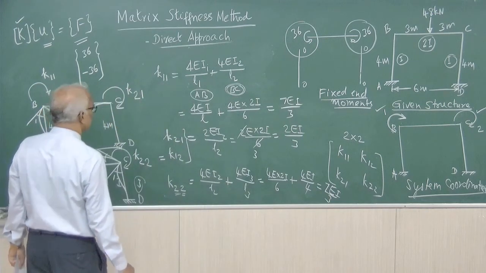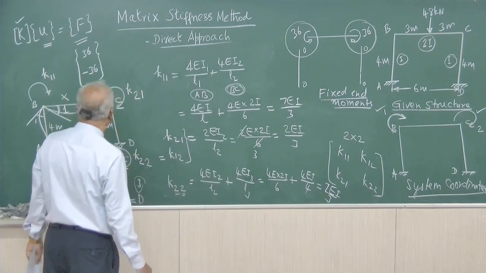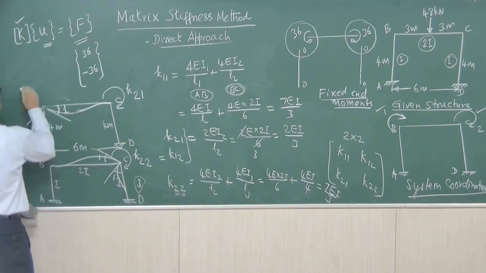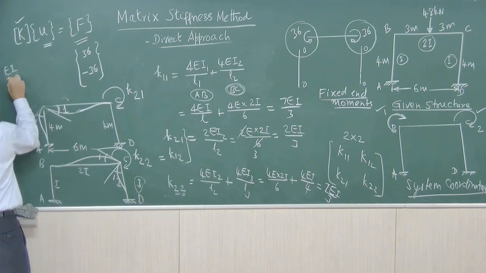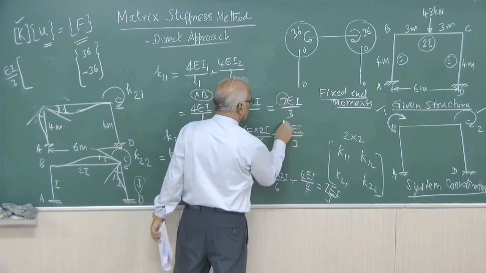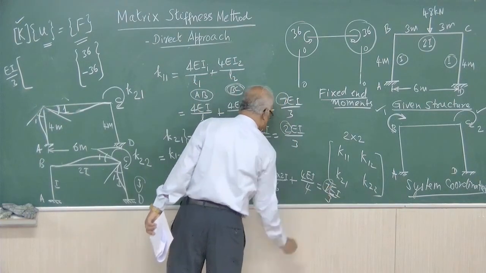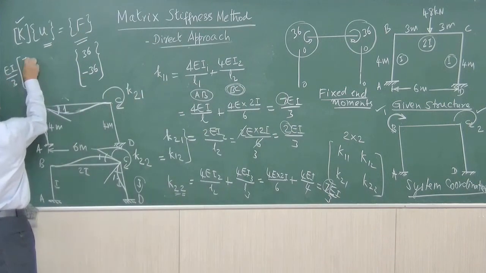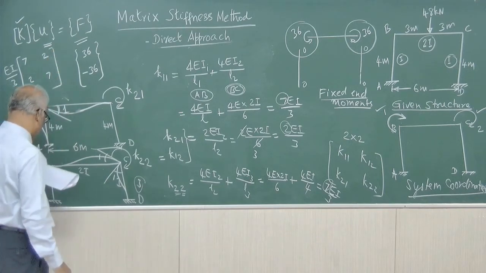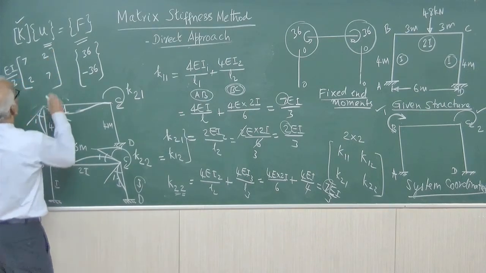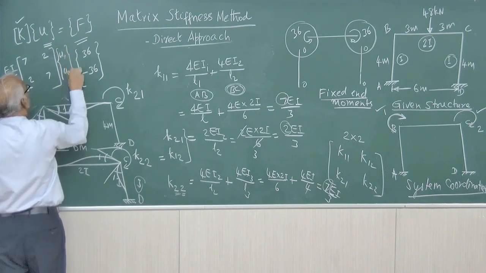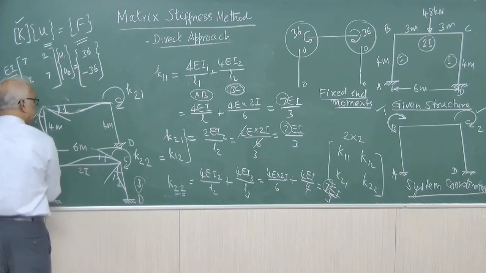In all the cases we find that EI by 3 is common. Therefore EI by 3 times the matrix with 7 and 2 in the first row, 2 and 7 in the second row, that is the stiffness matrix, into U1, U2, equal to the right hand side. We will write it here.